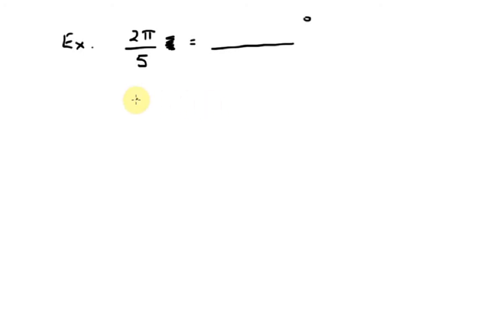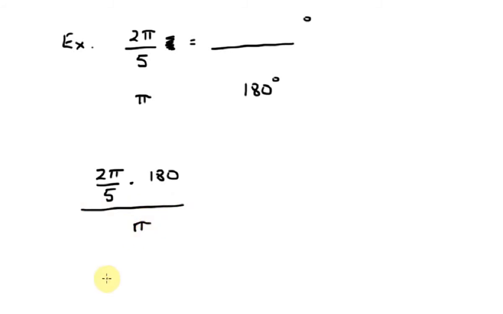Anyway, I'm going to use my equivalency here, which is for radians, it's pi, and in degrees, that is 180. And now I can just cross multiply and divide. So to get my answer in degrees, I'm merely going to go 2 pi over 5, times that by 180, and then divide the whole thing by pi. Now, it may look uglier.